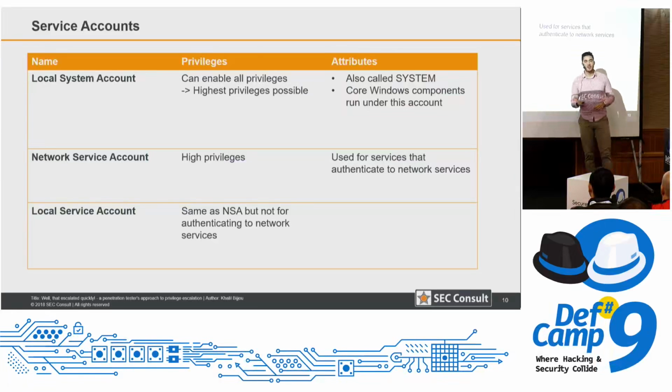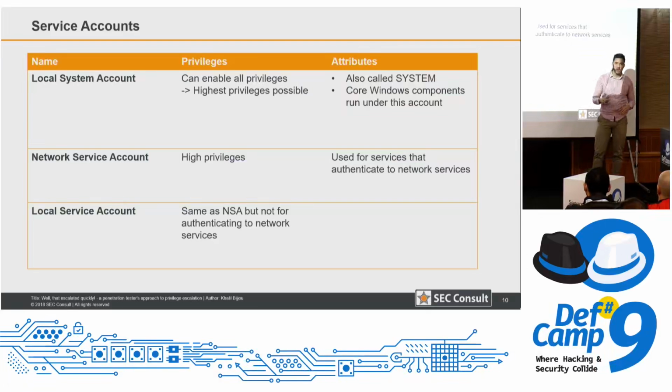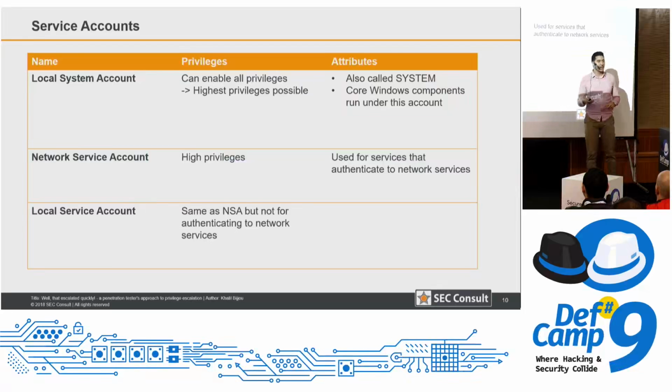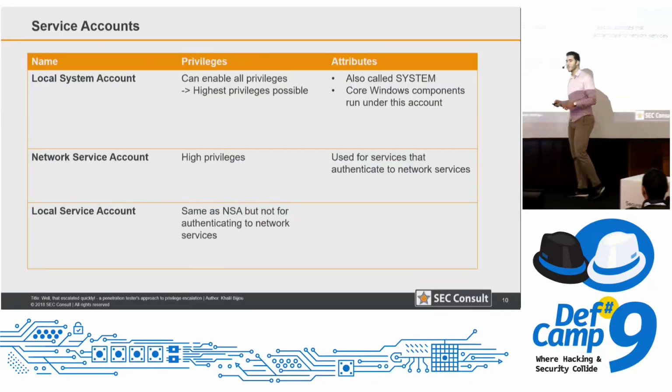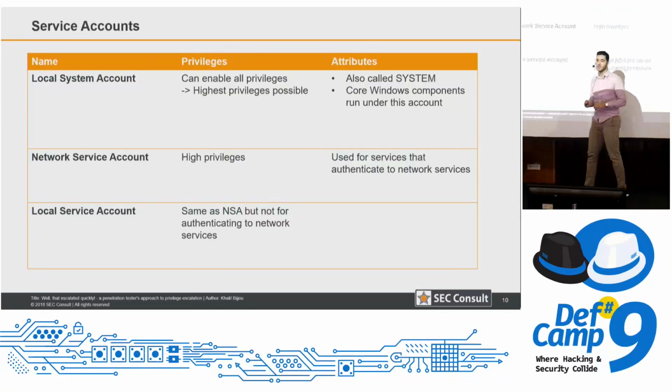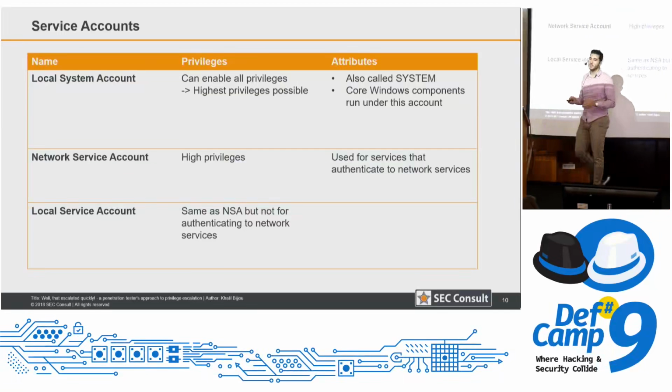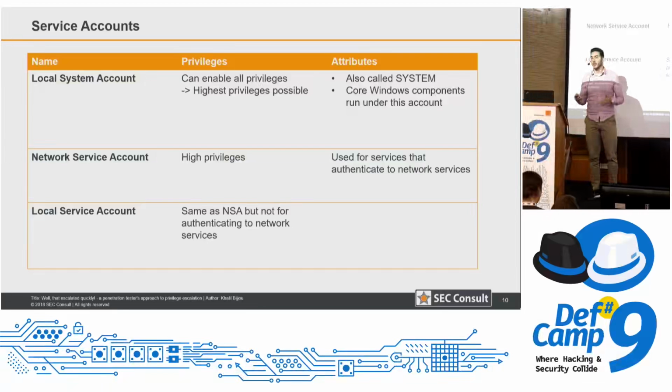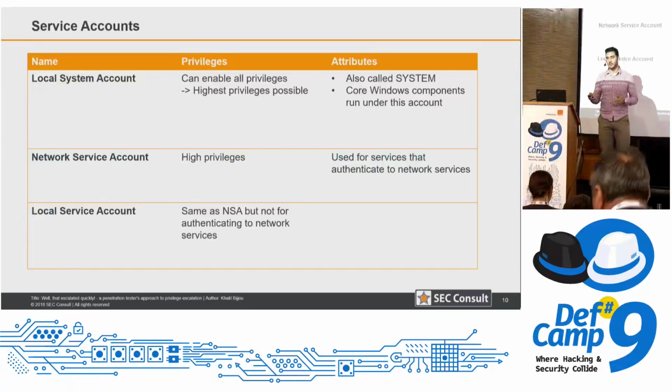The second account is the network service account. This also has high privileges, less than the system account, but still high privileges. What the network service account is used for is to authenticate against other network services. And then, last but not least, we have the local service account, which has the same privileges as the network service account, except that you cannot use it for authenticating to other network services.